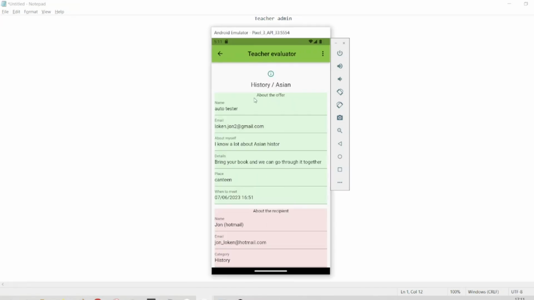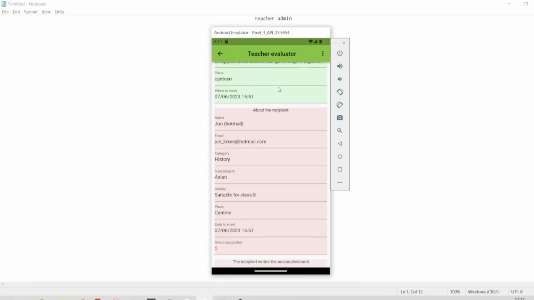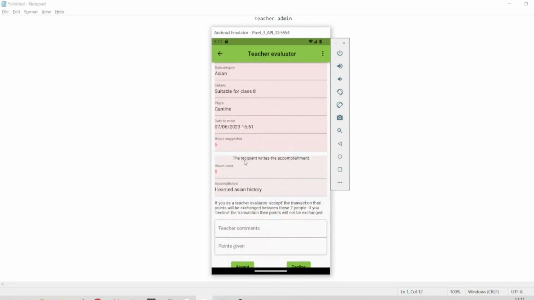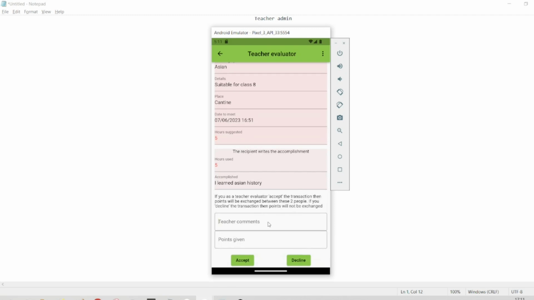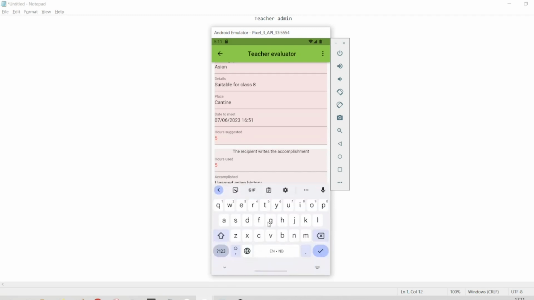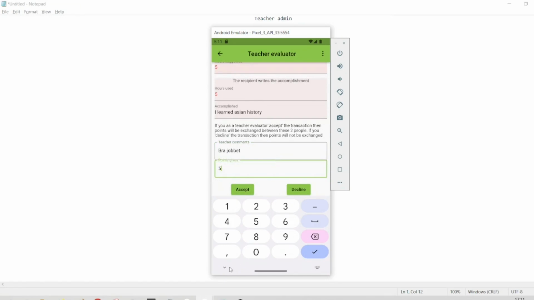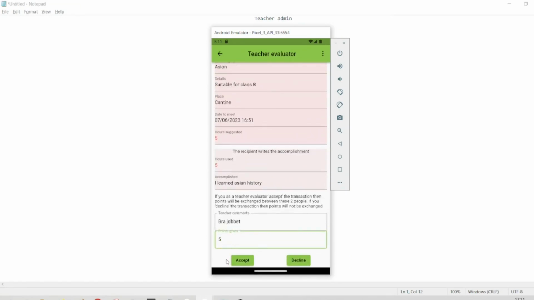Here we see a summary, both of information about the offer, and below, information about the request for help. It says 5 hours were used and that matches what they thought it would take. Since this looks legitimate, I as a teacher can then go in and write, "Good job." And how many points should be exchanged between both parties? We say 5 points, because they worked together for 5 hours. When I approve this, the person who received help will lose 5 points, and the person who gave their help will gain 5 points. We then press Accept.